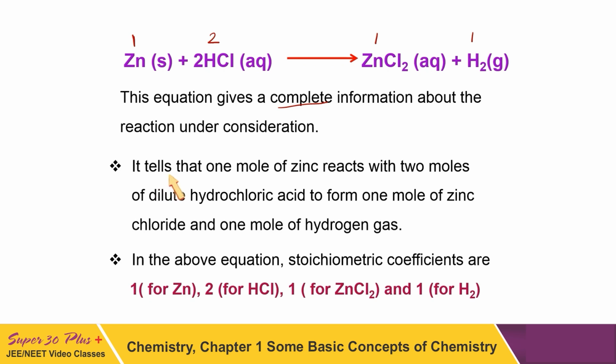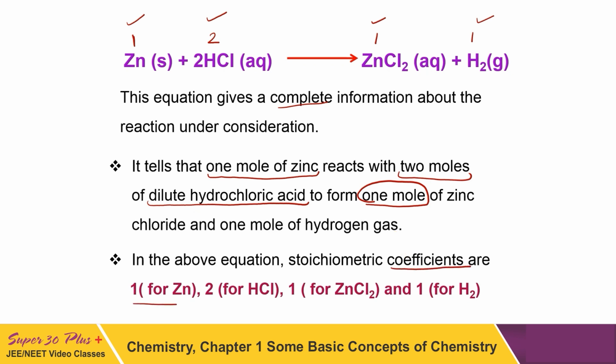Now it tells you that 1 mole of zinc reacts with 2 moles of dilute HCl, and they produce 1 mole of zinc chloride and 1 mole of hydrogen gas. So in this reaction, what are these stoichiometric coefficients? They are 1 for zinc, 2 for HCl, 1 for ZnCl2 and 1 for hydrogen. So now I hope you are getting what we mean by stoichiometry and stoichiometric coefficient.